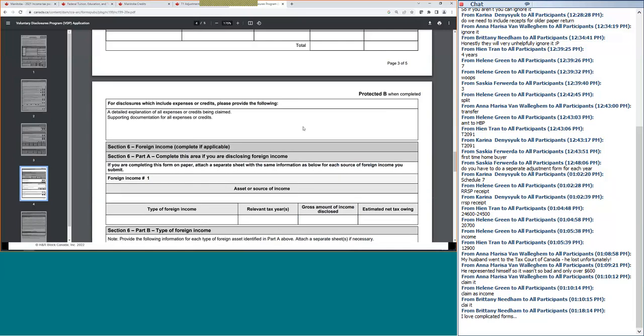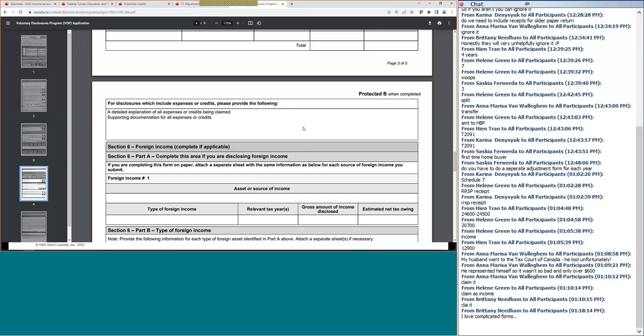and then a detailed explanation of any credits or expenses being claimed. You need all your receipts and documentation. All of these returns have to be paper returns. If you e-file the return, we cannot waive any of the penalties and interest. If you're doing voluntary disclosure, you're doing paper returns, and they're going to a separate office. They go to a different place.